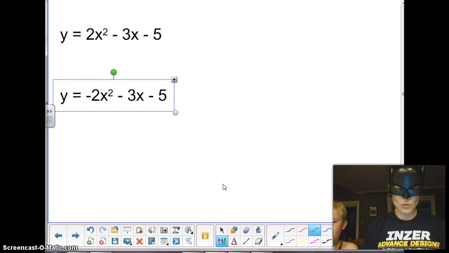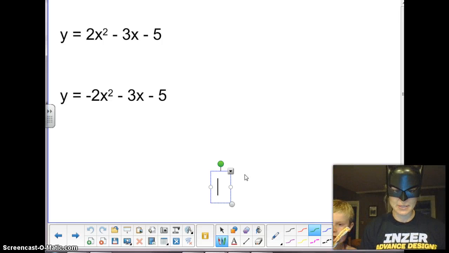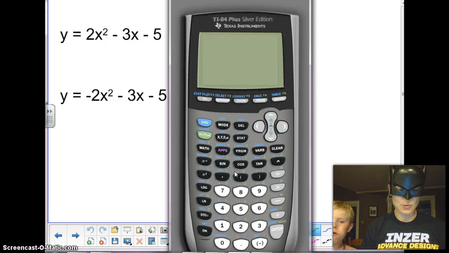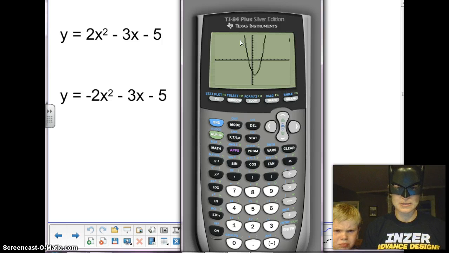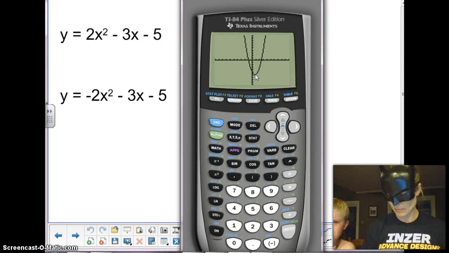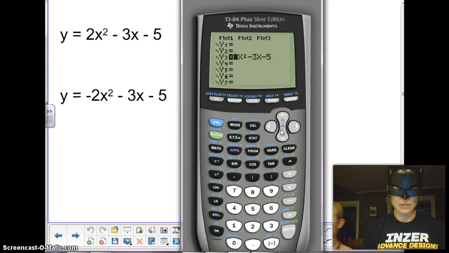Okay, so we're going to look at a couple of things that we need to be able to do, and that's decreasing, increasing, and constants. So we're going to take this equation that we have right here, and I'm going to put it in my calculator. So I have 2x squared minus 3x minus 5. And I hit graph. So this is decreasing and increasing. This has a minimum, okay? Minimum, right?